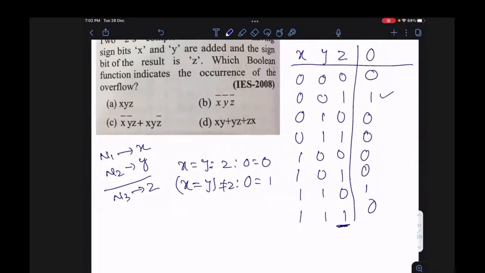So only 2 cases out of 8 combinations give the answer 1. If I ask you to write the expression of O, in minterm form it is x bar y bar z, that is 0, 0, 1, plus x, y, and z bar. So if you see this, the answer is option C. C is the right answer for this question.